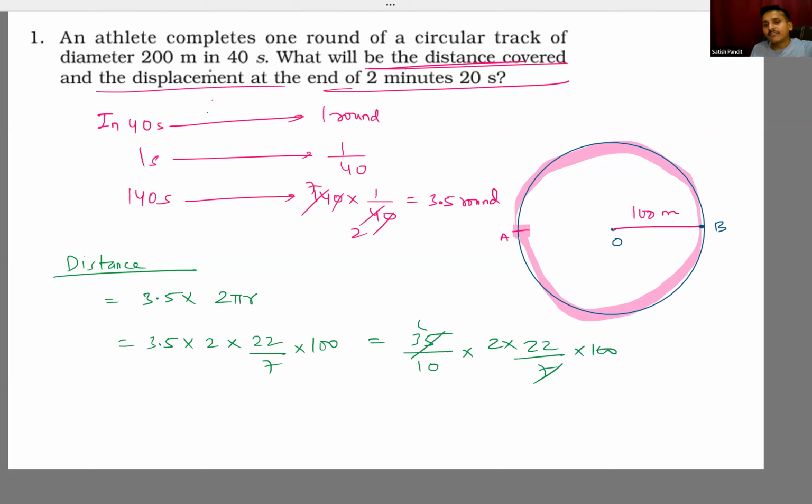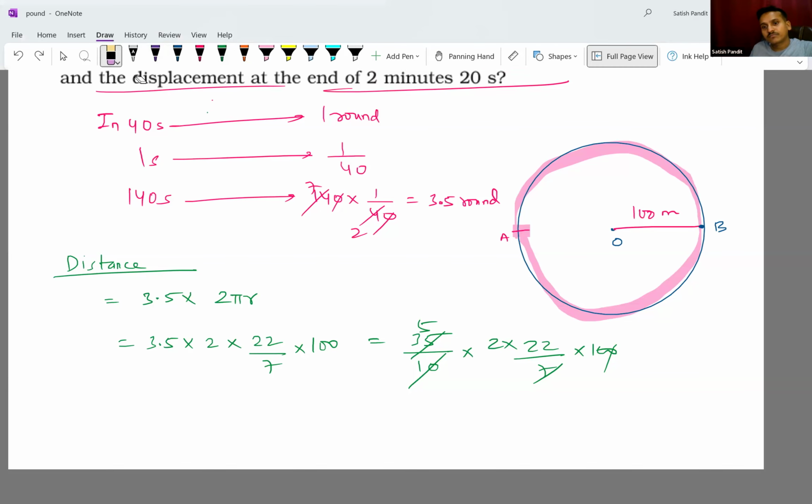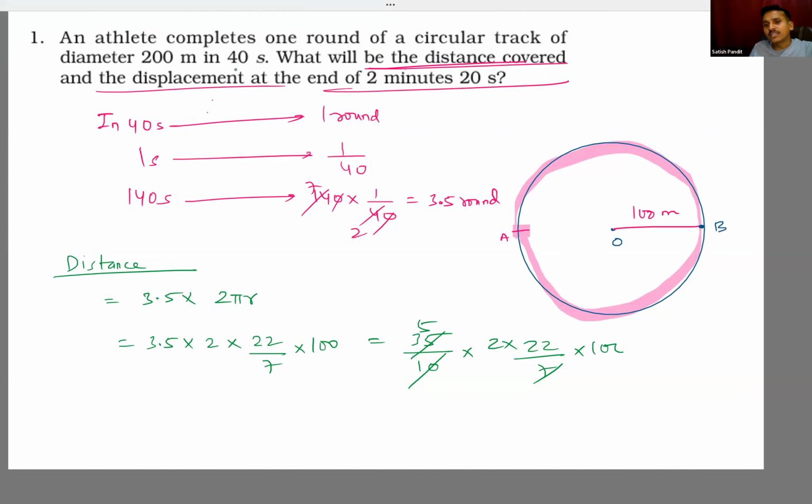7 fives are 35, over 10. Another 0 gets cancelled. Now you multiply. 5 twos are 10, and 10 into 22 is 220. Sorry, there is a 0 here also. So maybe actually I'll write clearly, otherwise it will be very confusing. So this is 100 and one of the 0s is getting cancelled.